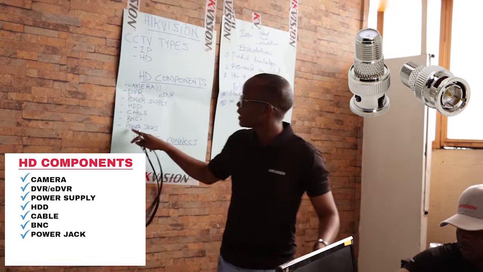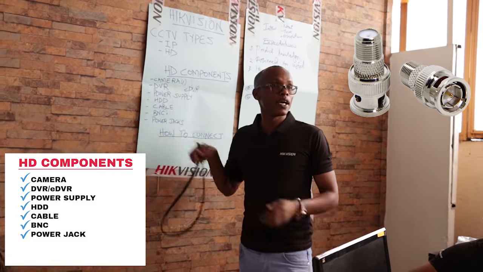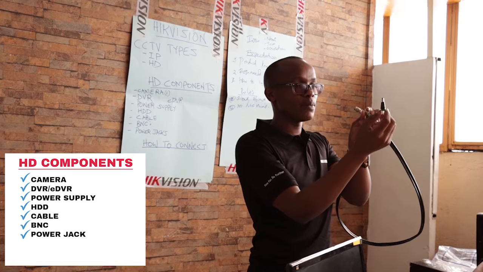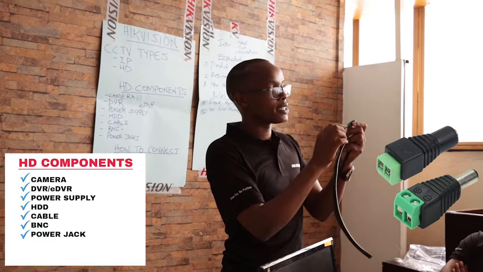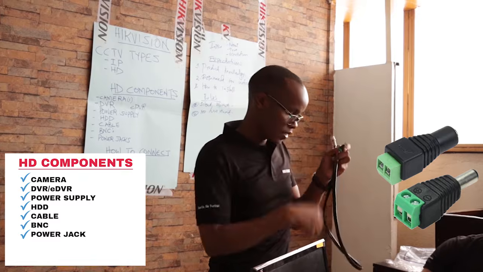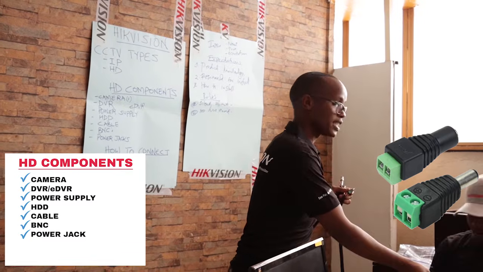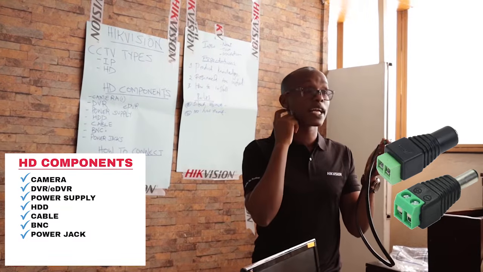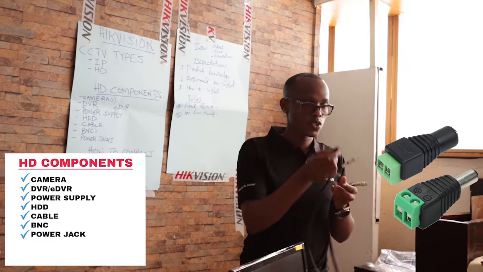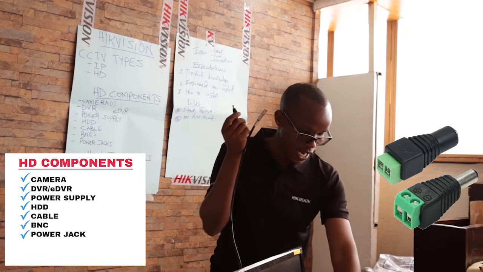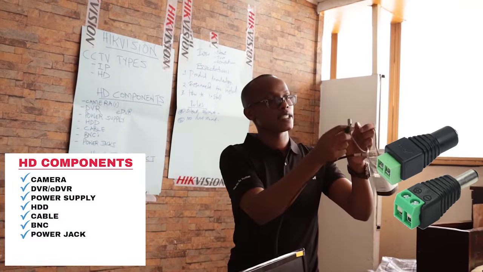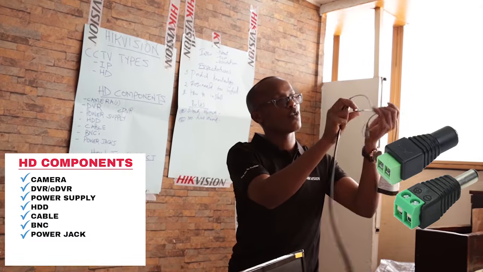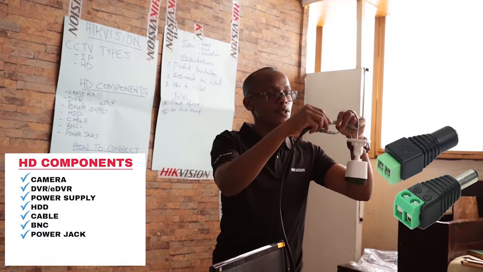The next item that you need is a power jack. A power jack is this item. It is a very cheap item, a very small item. It has a positive and negative, because the camera does not use AC. This one is needed to connect to the camera, because the camera has a place where it connects. So this one is for power, and then there are these other ones for data, the one that carries video.